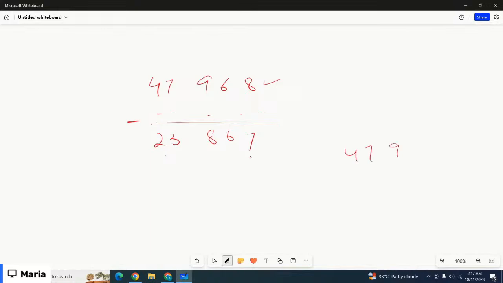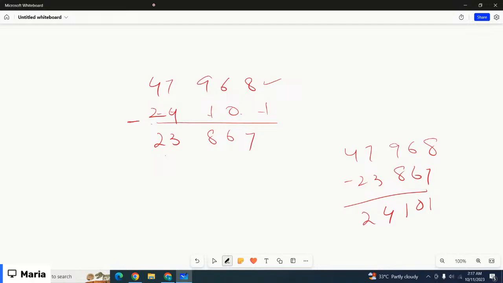You have to subtract the difference out of the given number, right? So just subtract 47,968 minus 23,867. 8 minus 7 is 1, 6 minus 6 is 0, 9 minus 8 is 1, 7 minus 3 is 4, and 4 minus 2 is 2. That means the missing number is 24,101. Very good. Got it? This way you can find the missing number.